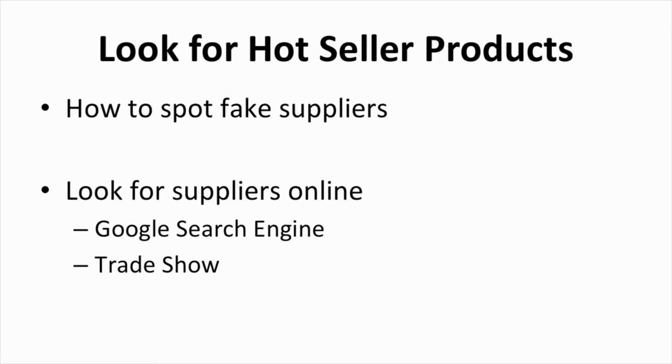Next, you will need to look for hot seller products to sell in your store. First, look for suppliers online. Please be aware of fake dropshipping wholesalers. Here are some methods to differentiate fake wholesalers from real ones. They charge recurring payments, and they sell to the public instead of just selling wholesale. Now that you know how to spot the fake suppliers, you can start looking for real suppliers.